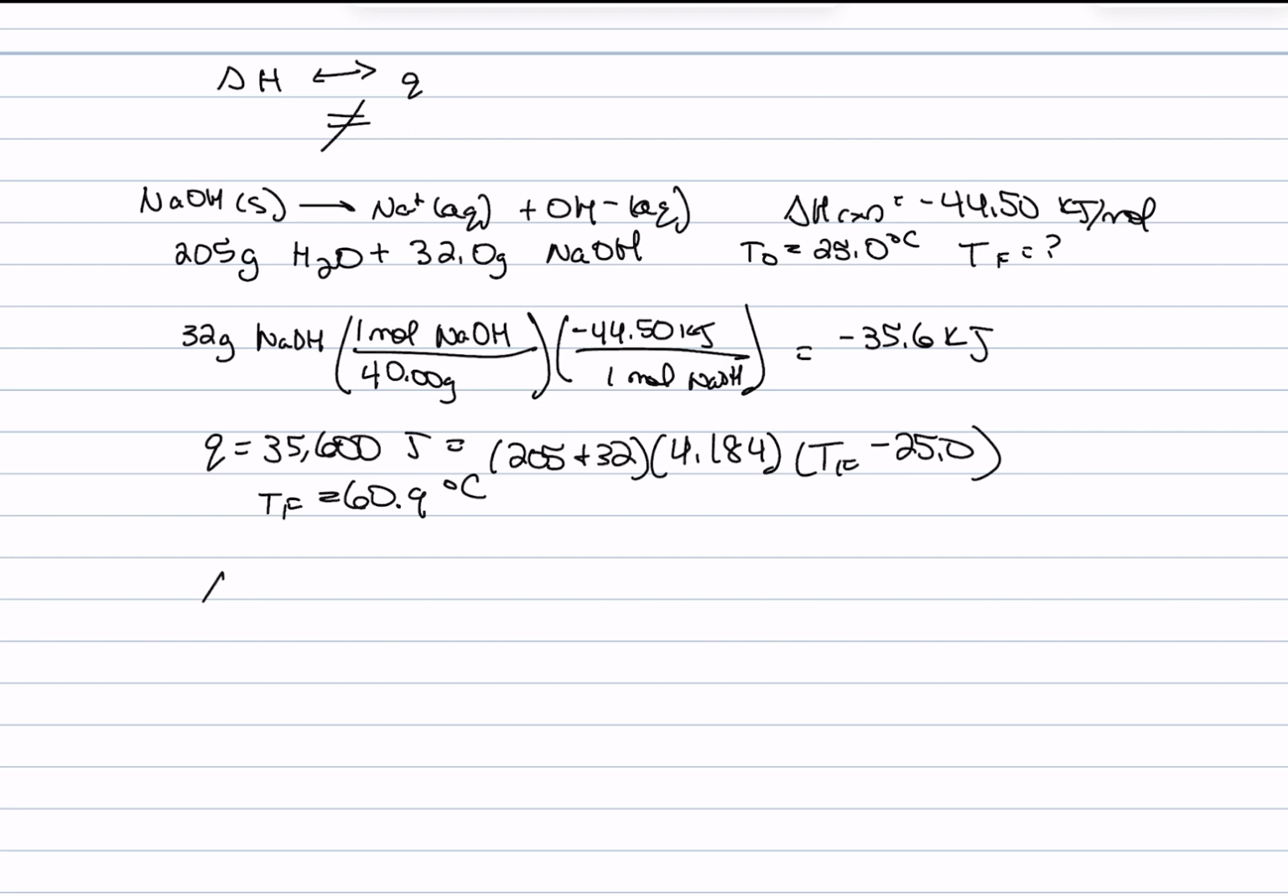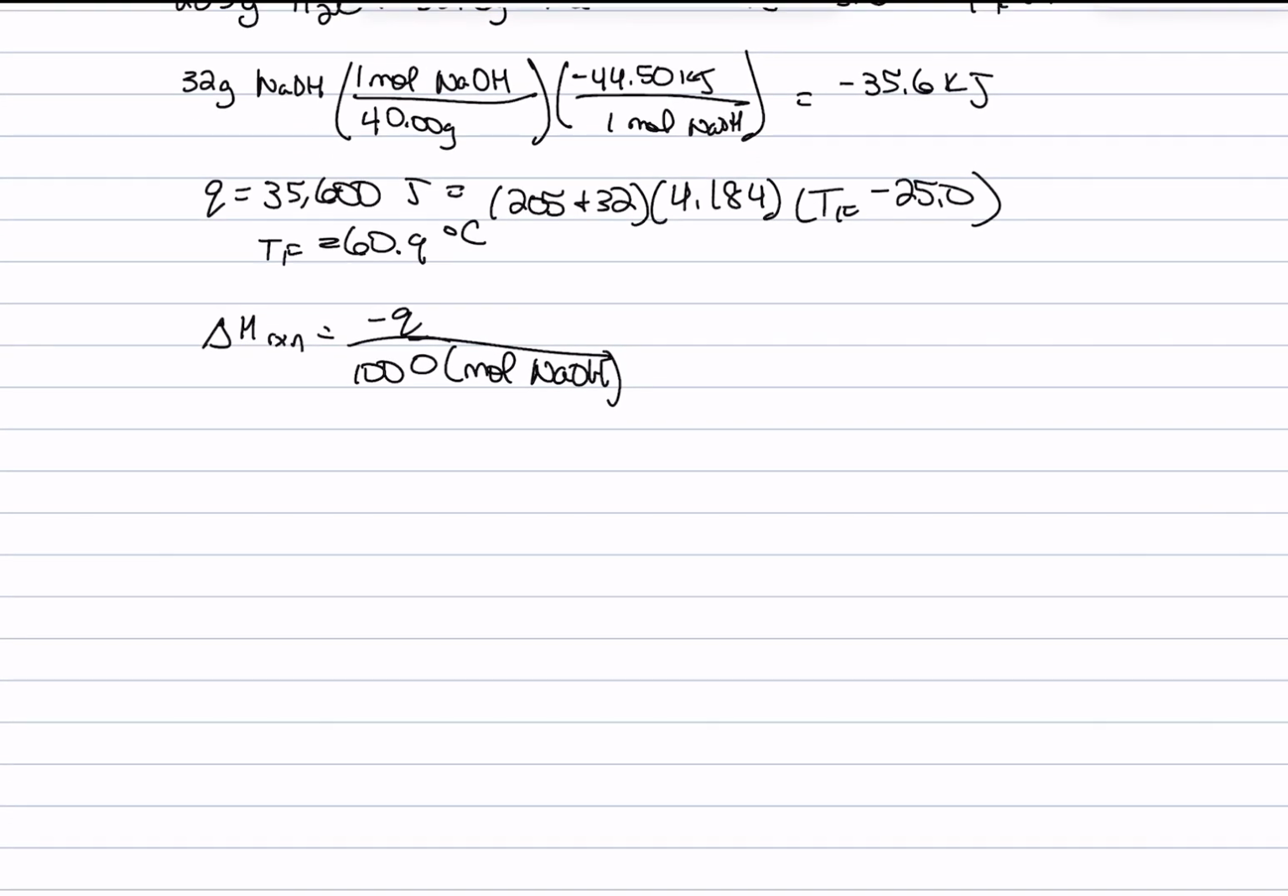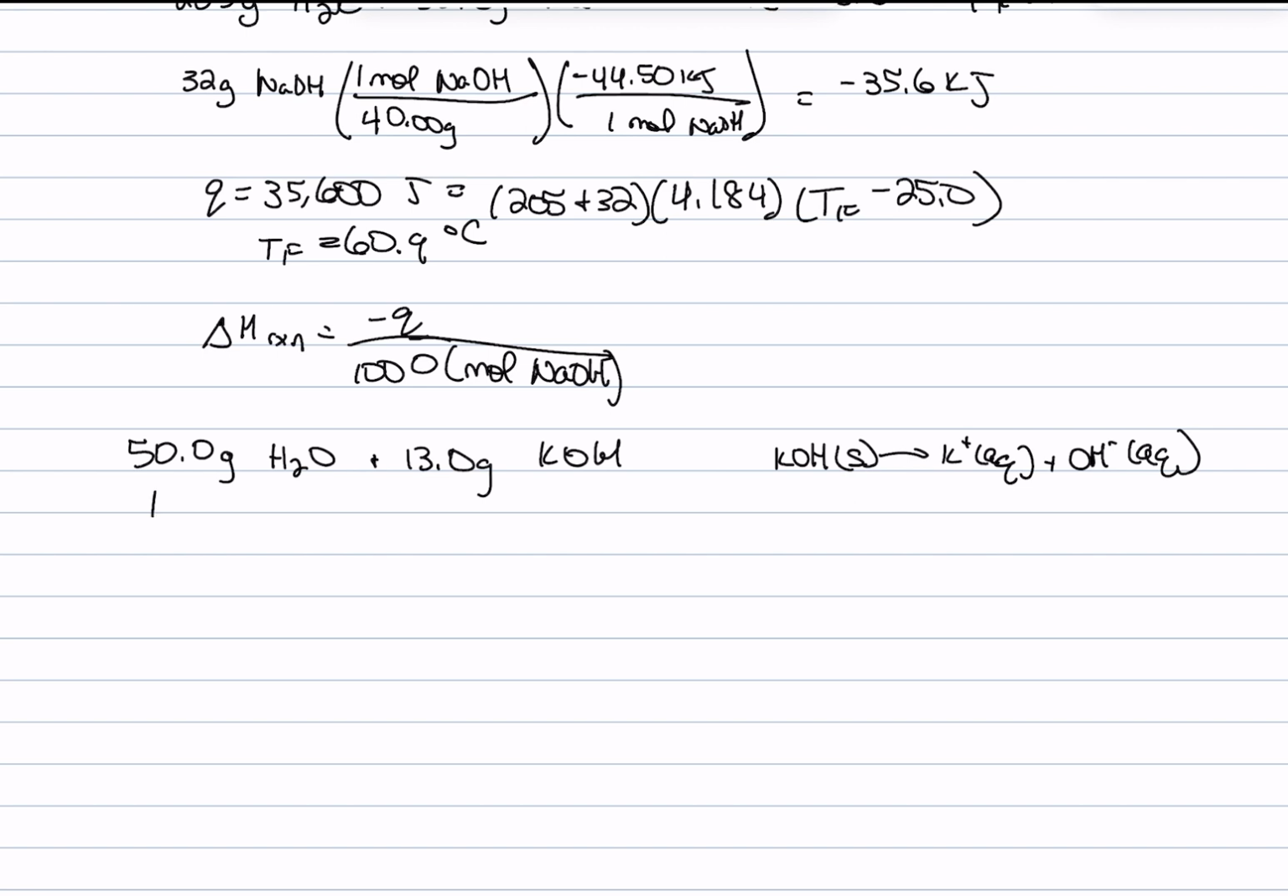But on the other hand, if we are given Q and need to find delta H of the reaction, we can set that up by negating Q and dividing that by 1,000 to get the kilojoules, and then dividing that by the moles. Let's say that we have 50 grams of water and 13 grams of KOH. And we have the reaction KOH solid goes to K+ aqueous plus OH- aqueous. And we have the initial temperature is 20 degrees Celsius and the final temperature is 70.6 degrees Celsius. And we need to find the delta H of the reaction.